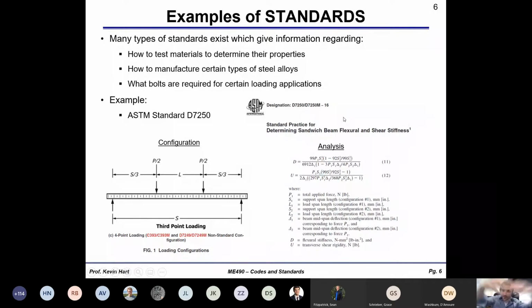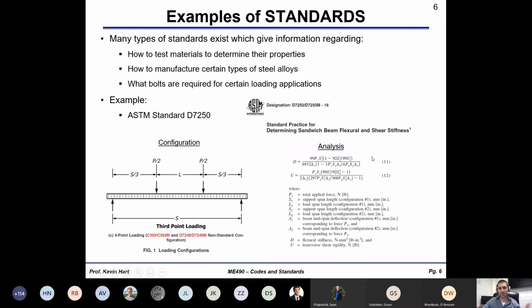Okay, say you want to know the shear. Go pick up the standard, make some test coupons, and test it. That will give you the values that you desire. Here are some excerpts from this particular standard. It tells you this is what the sample geometry should look like if you want to test for the beam flexural stiffness. Here's the analysis that you can do.